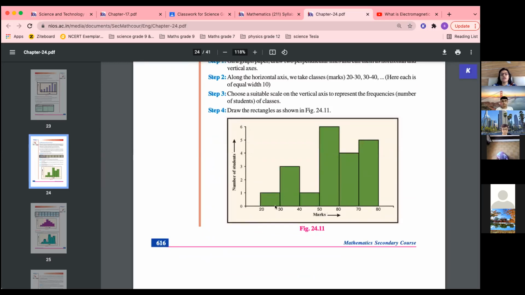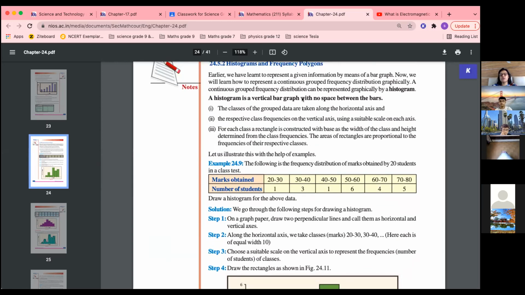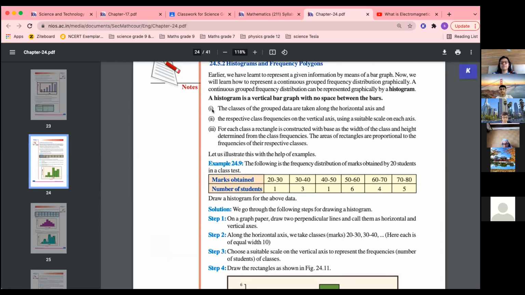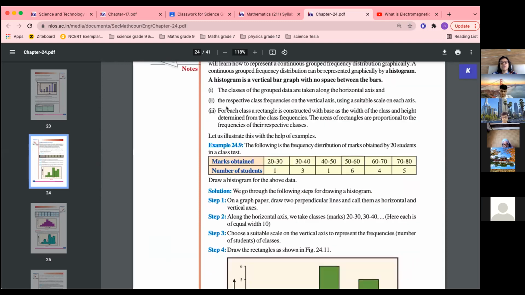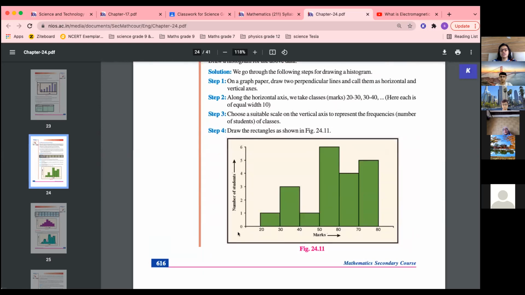In bar graph we had space between two bars, but in histogram, first of all, there is no space between the bars and it is always vertical. That means you cannot draw a horizontal bar graph. So histogram is a vertical bar graph with no space between the bars, and things are fixed because it is a vertical thing. So frequency will always be on y-axis and the grouped class interval will always be on x-axis. Remember to write these subtopics.